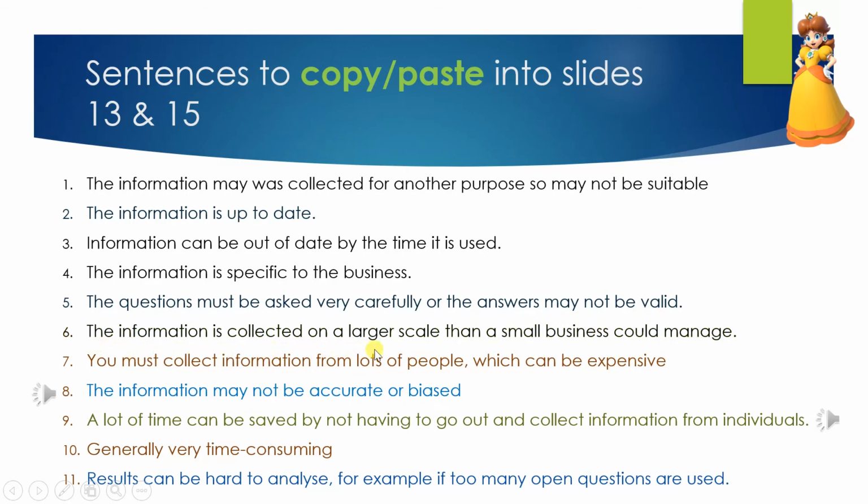The information is collected on a larger scale than a small business could manage. You must collect information from lots of people, which can be expensive. The information may not be accurate or biased. Bias means potentially influenced by the person collecting it. A lot of time can be saved by not having to go out and collect information from individuals. Generally very time consuming, takes a lot of time to do. Results can be hard to analyse, for example if too many open questions are used.